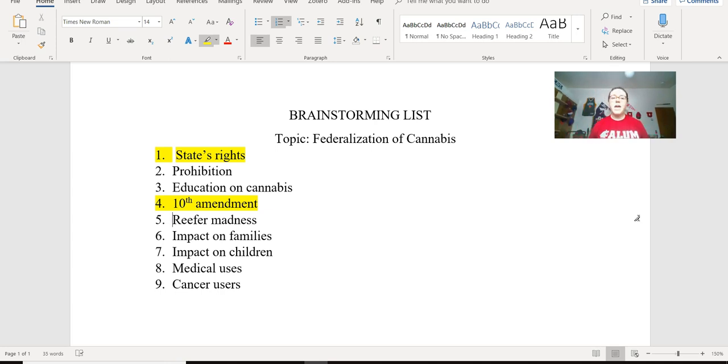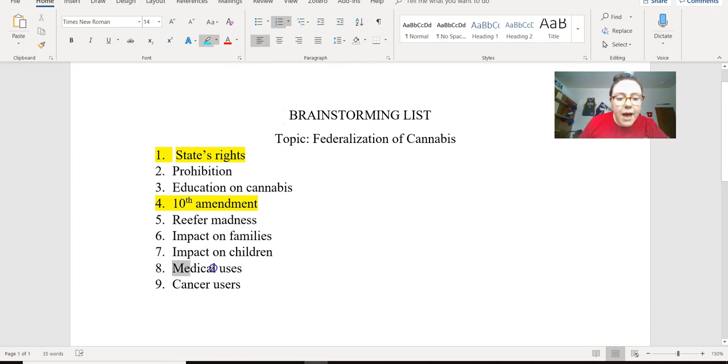So maybe I could find myself saying federalization of cannabis and states' rights, 10th Amendment. And so that'll give me information regarding that specifically. Let's see if there are other ones that we can combine.